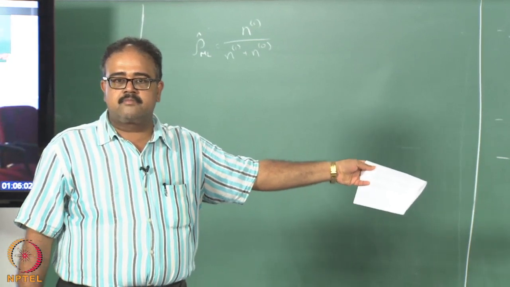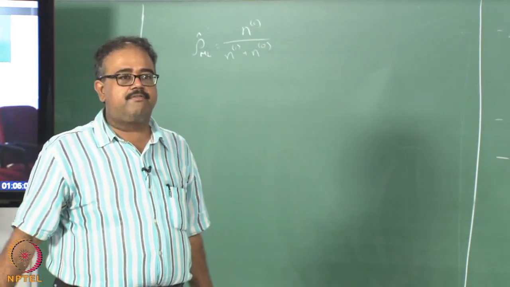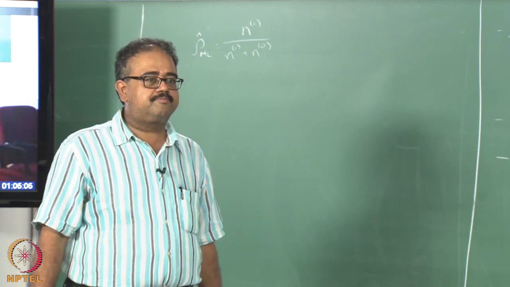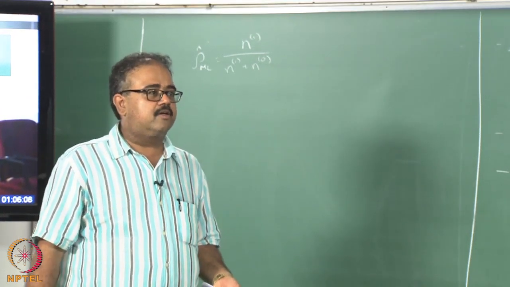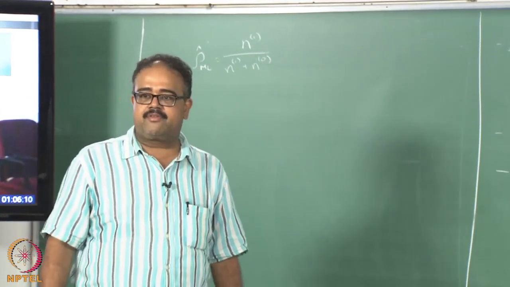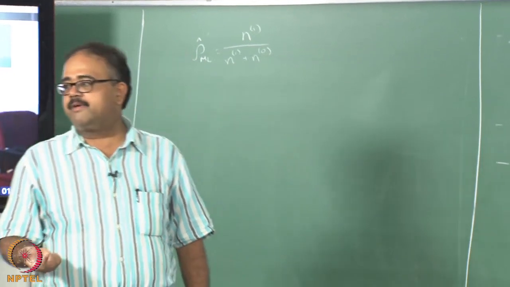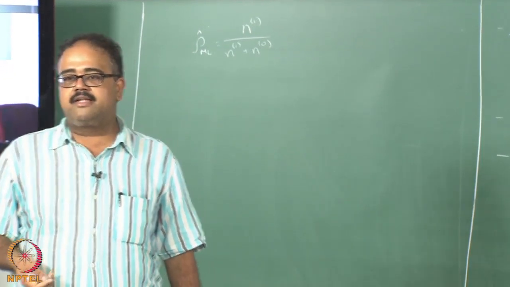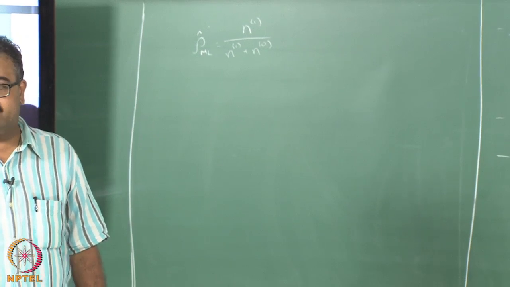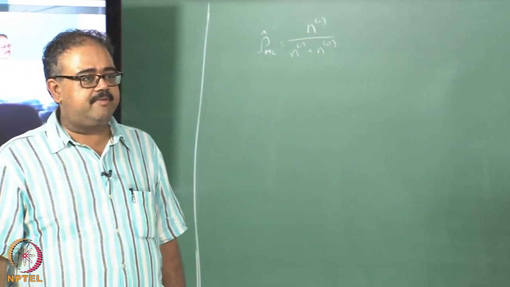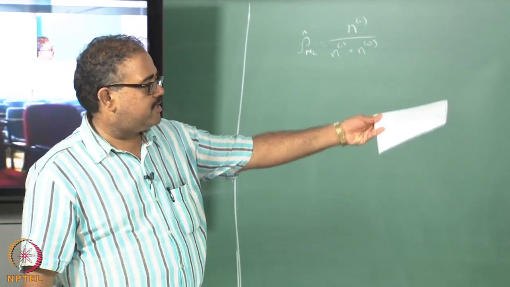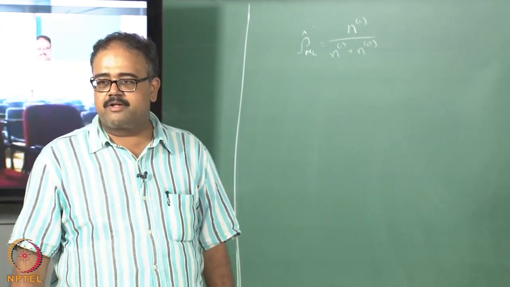So our common sense way of estimating probabilities from experiments is what? Toss a coin n times, find out the number of times it turned up heads, divide by n, that gives you the probability of it coming up heads. And it turns out that is the maximum likelihood estimate, assuming that your coin is obeying a Bernoulli distribution.